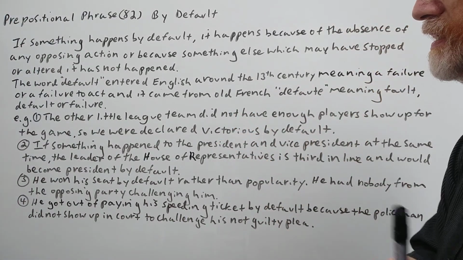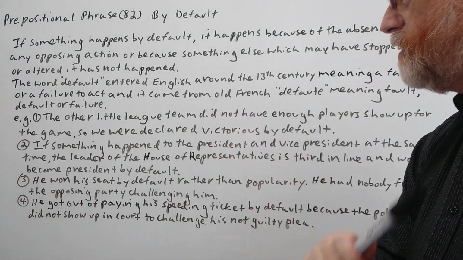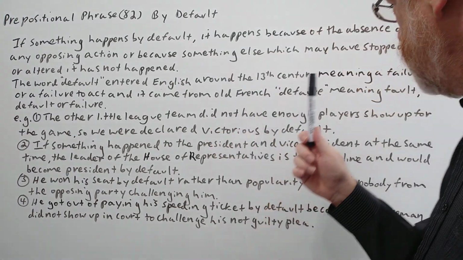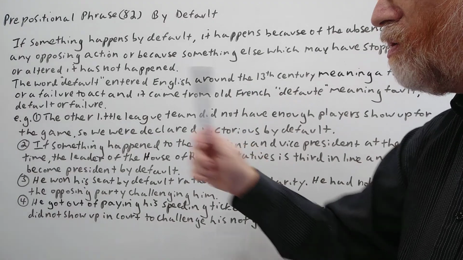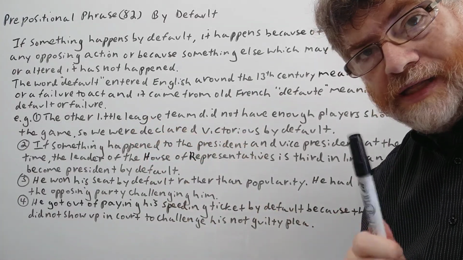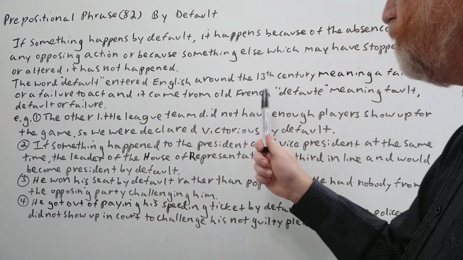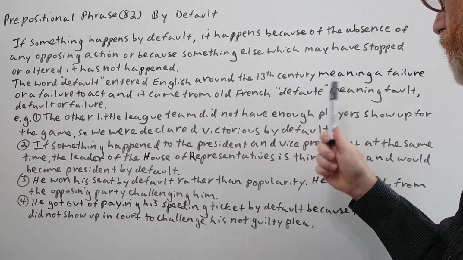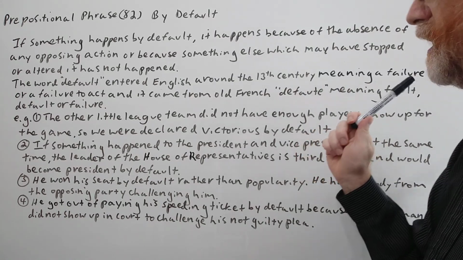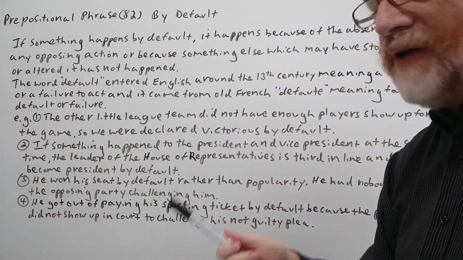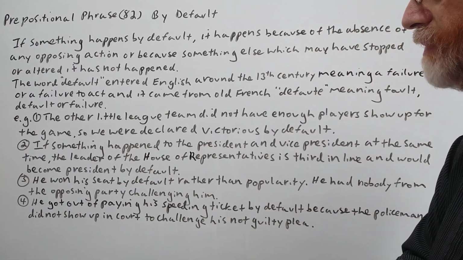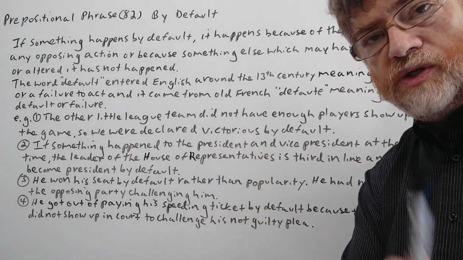Okay, let's continue. The word default entered English around the 13th century, meaning a failure or a failure to act. That's important. And it came from the Old French default, meaning fault, default, or failure. All right, let's continue. And we got 4 examples to show just how it'll be used.